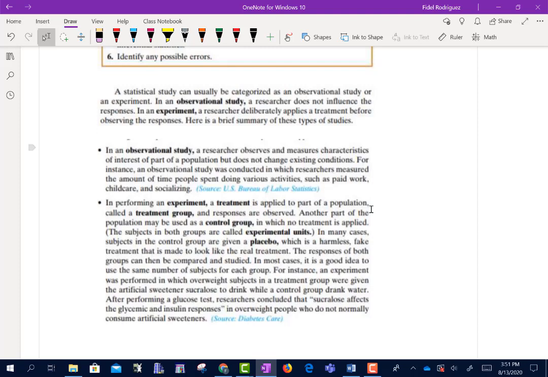After performing a glucose test, researchers concluded that sucralose affects the glycemic and insulin responses in overweight people who do not normally consume artificial sweeteners. Okay, so in a treatment, a lot of times we have a placebo, a control group, and a treatment group. A lot of times this boils down to ethics. So, an observational study, okay? An observational study could be something like if you have women who are pregnant.